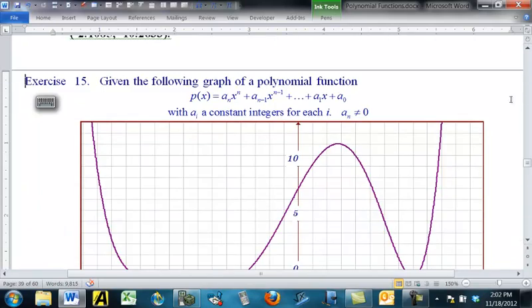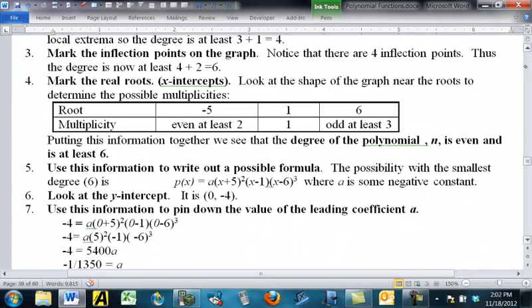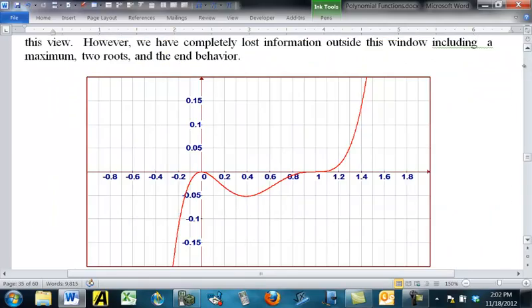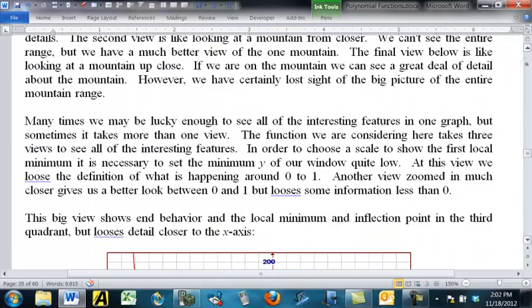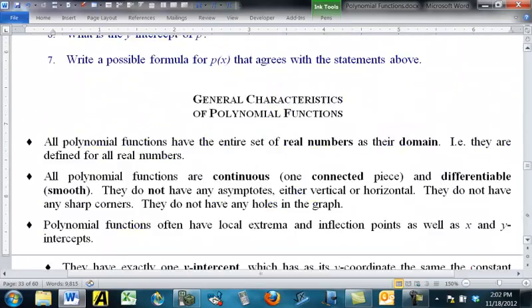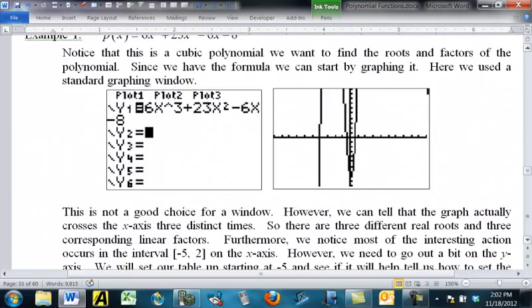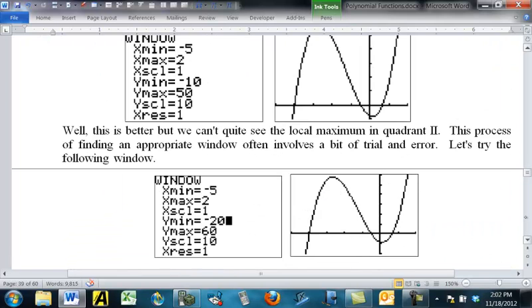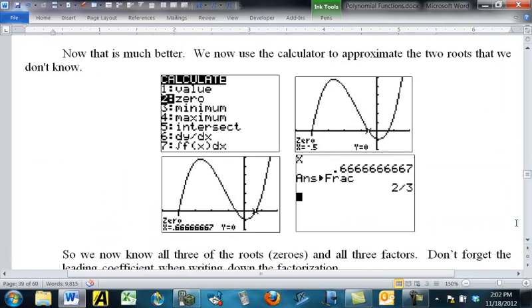So now we can use that. Whoops, let's go back. Where are we? Come on. Okay, there we are. So let's go through here.